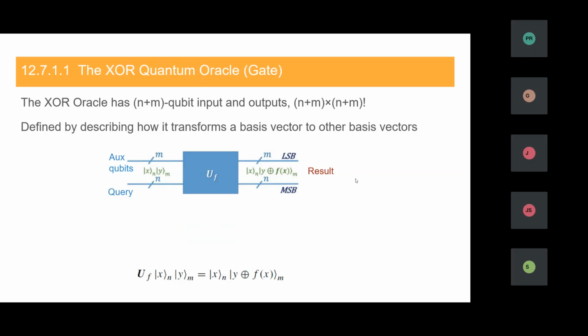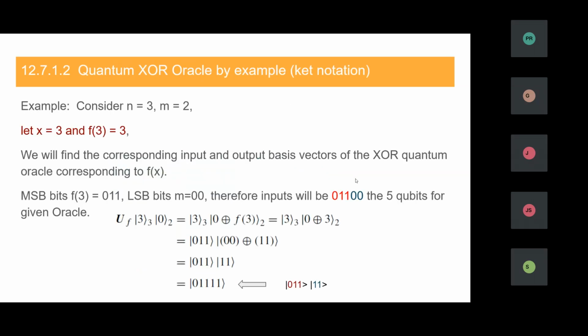Okay, so let us understand the behavior of this. Here is a small example where I am considering n equals 3 and m equals 2, and I'll assume that the function being implemented is f of x, and for some very specific input x equals 3, let us assume that the function gives me a value equal to 3. So let us assume this, and I need to implement this, or I'll just check out the behavior of this, right?